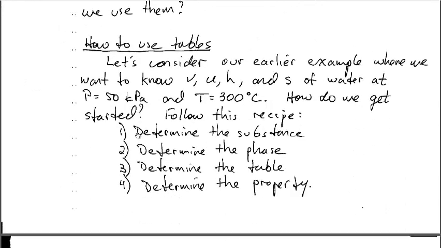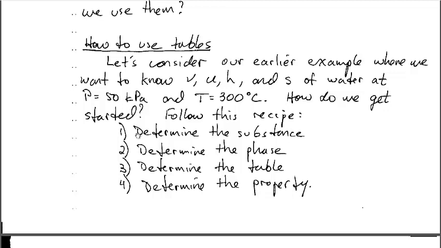Okay, so how exactly, now that we have an idea of what the tables look like, how is it that we actually use the tables? Okay, well, let's consider our earlier example where we want to know the specific volume, internal energy, enthalpy, and entropy of water at a pressure of 50 kPa and a temperature of 300 degrees C. How do we get started? How do we even use these tables? Well, I like to follow this recipe where we have a four-step recipe. And so step number one is that we first of all want to determine the substance, right?